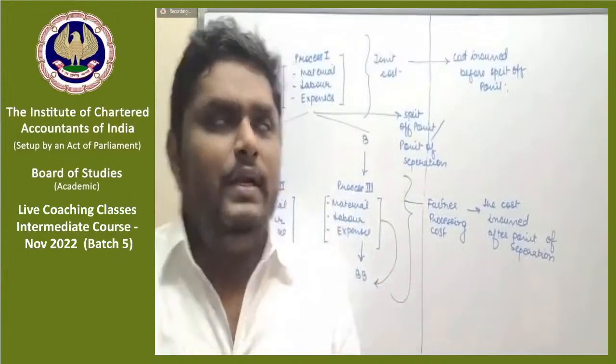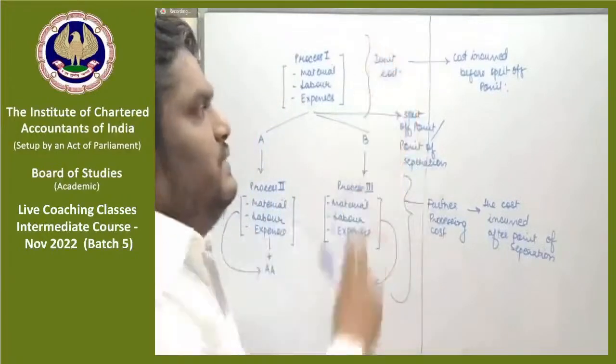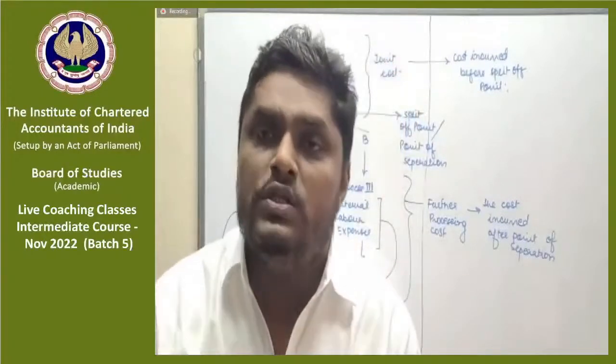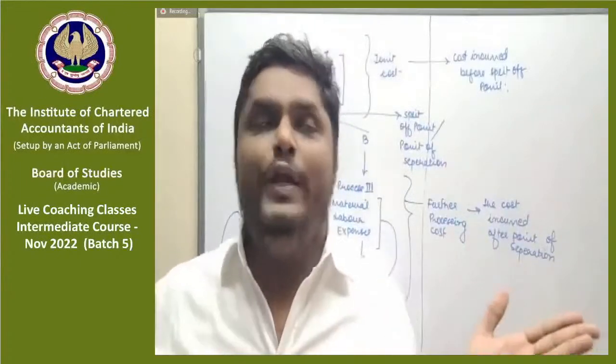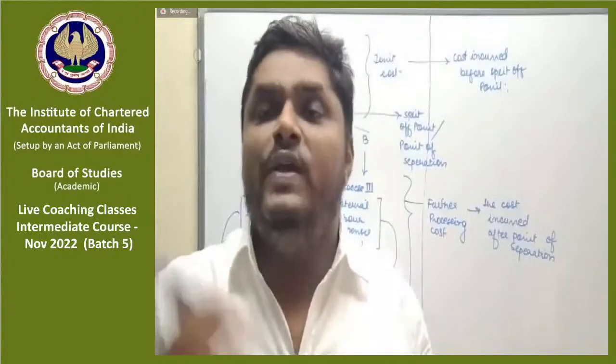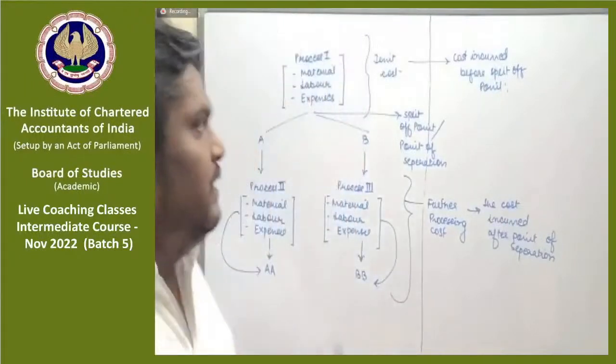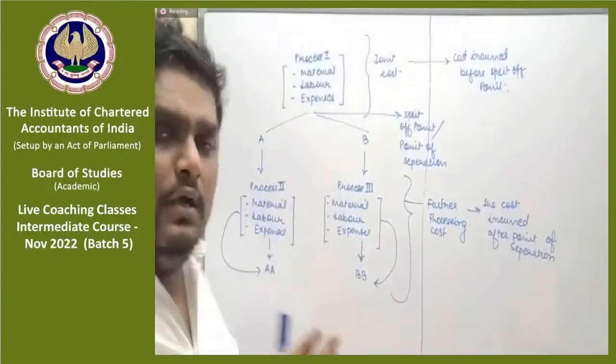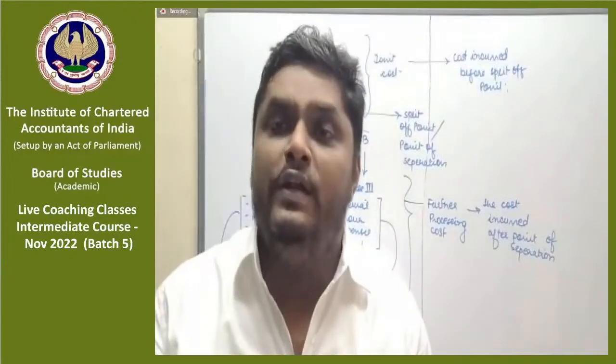Very important, guys. In this situation, this is what we call the joint cost. That is, the cost of process first is the joint cost. The cost of process second and process third is what we call the further processing cost. This is known as the split off point, or the point of separation.